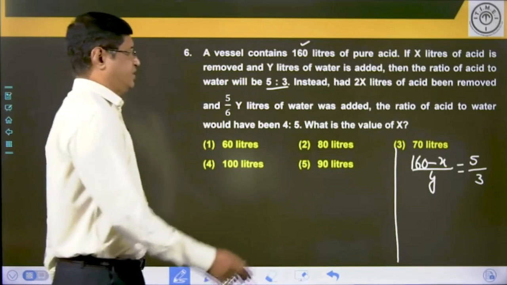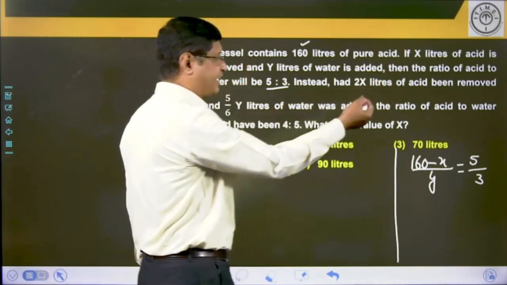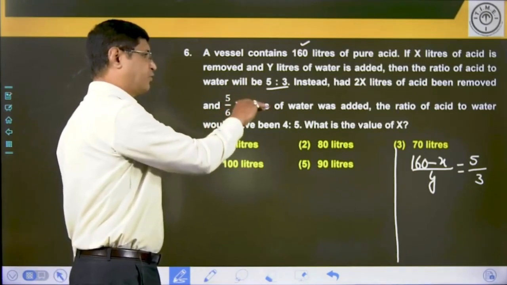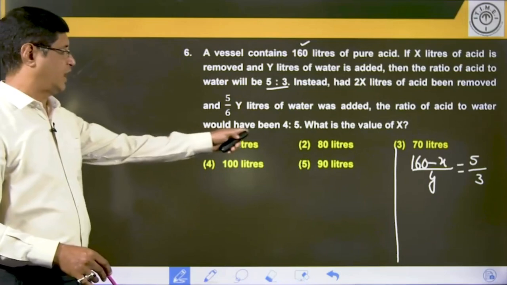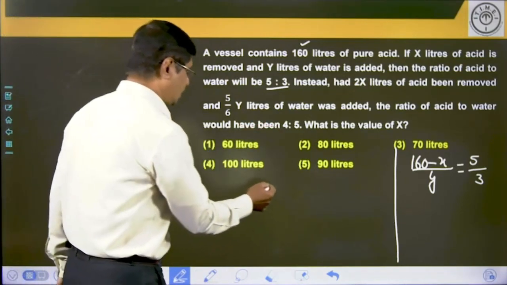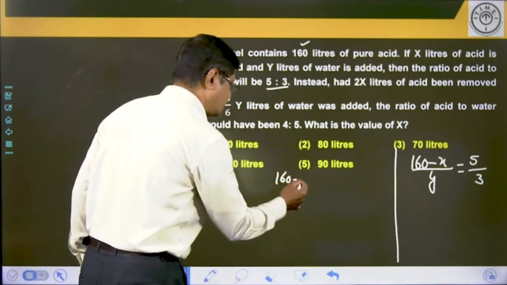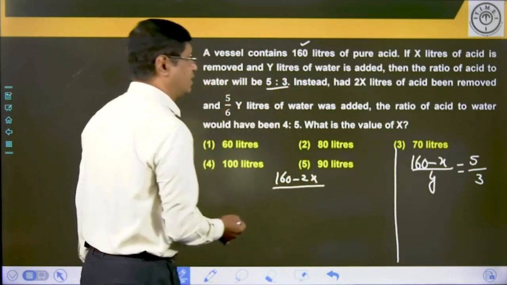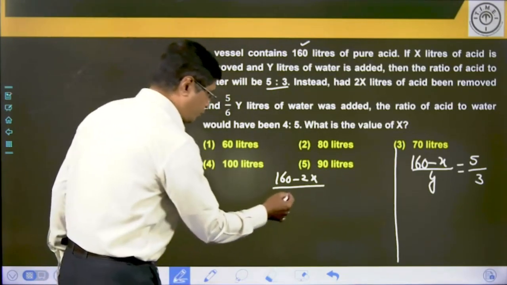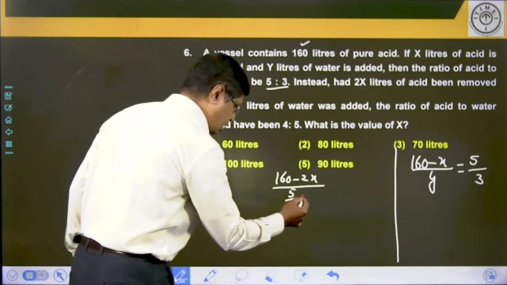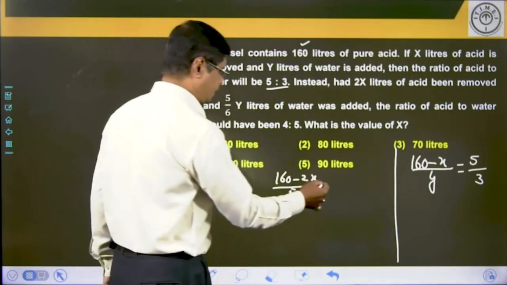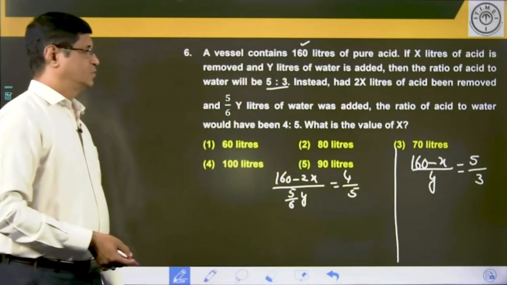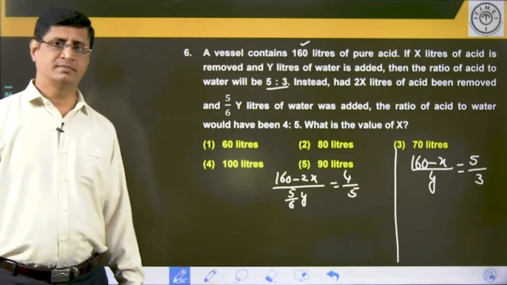Now second, instead, if 2x liters of acid is removed and 5y/6 liters of water was added, the ratio would have been 4:5. In the same 160 liters, what happened here? Instead of X, now he is removing 2x. And how much water is added? 5/6 times of Y. Then the ratio is 4:5. Then what is the value of X? X value to be found.